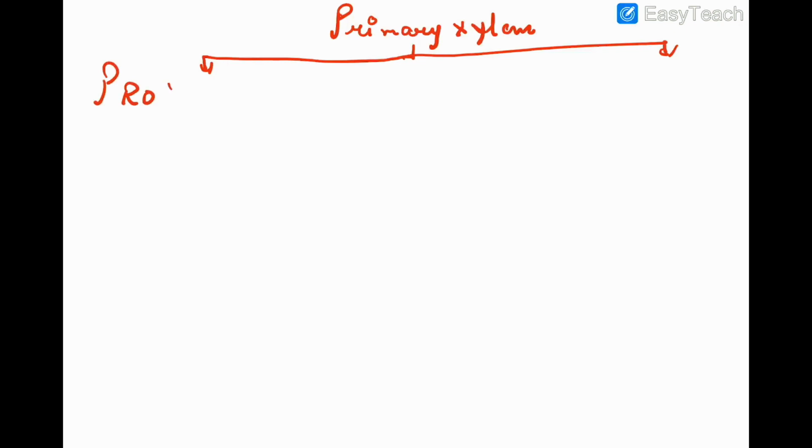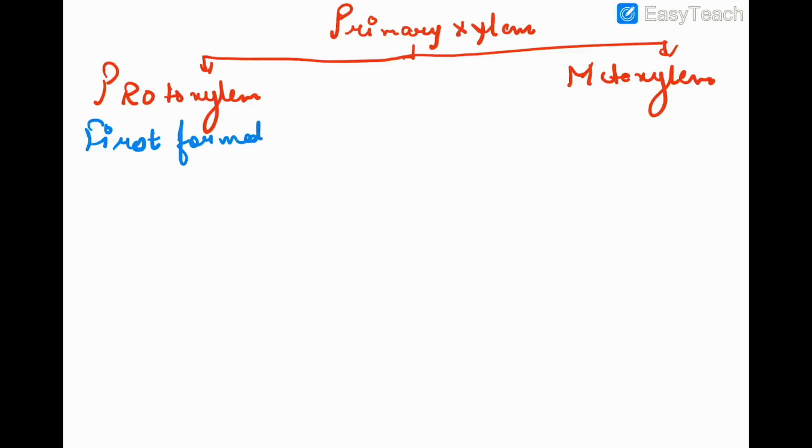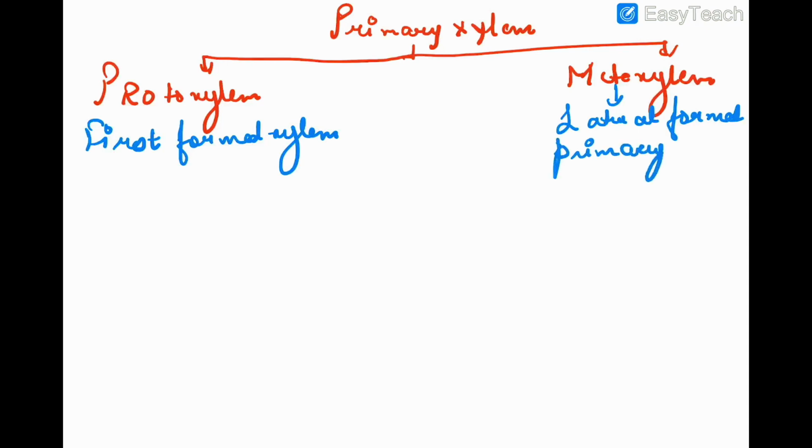Protoxylem and metaxylem. Protoxylem is the first formed xylem, and metaxylem is later formed primary xylem. So the xylem which is formed earlier is protoxylem, and the xylem which is formed later is the metaxylem.